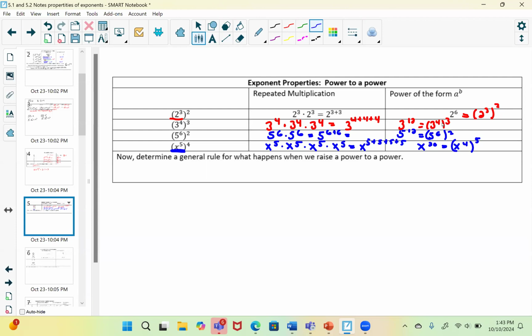See if it holds up here. 4 times 3 is 12, that's true. 6 times 2 is 12. 4 times 5 is 20. And so that's the general rule. When we raise a power to a power, we multiply the exponents.